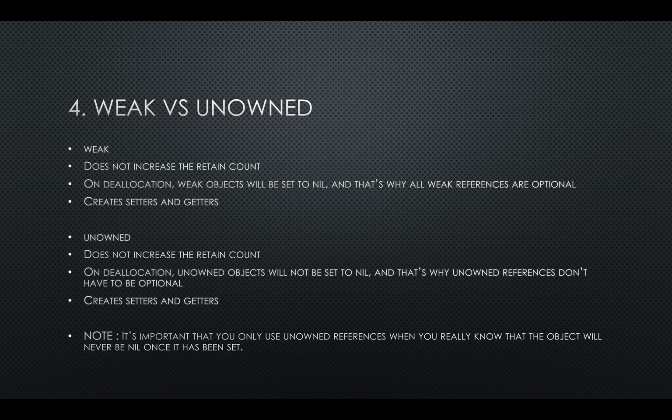So an unowned object will not be set to nil when it is deallocated by ARC, and that is why whenever you're creating unowned references, make sure that it is not an optional and it always has some value. So it is an important note, I have written it. It's important that you only use unowned references when you really know that the object will never be nil once it has been set. So it will never be nil. Unlike weak, which can be nil, unowned can never be nil.